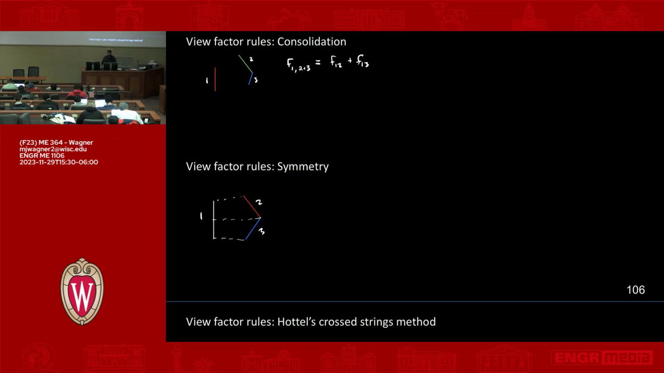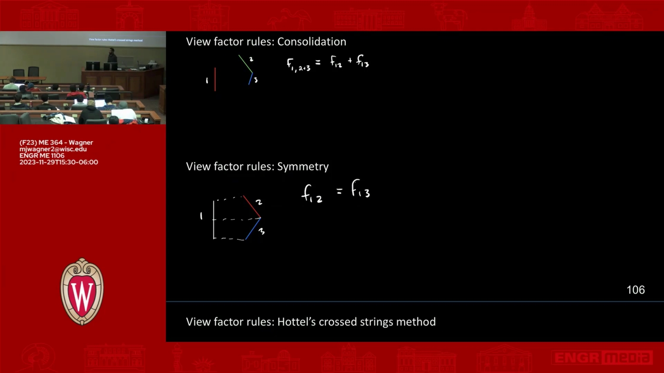So that just means if I can compute F1 to 2, I also know that that's equal to F1 to 3 by symmetry. Even though in space they're different, hopefully you can kind of see that that's true. The same probability of hitting 2 is shared with 3. So again, you can use that rule.